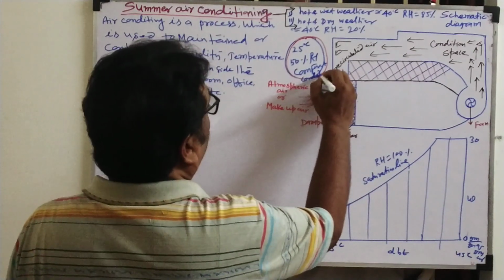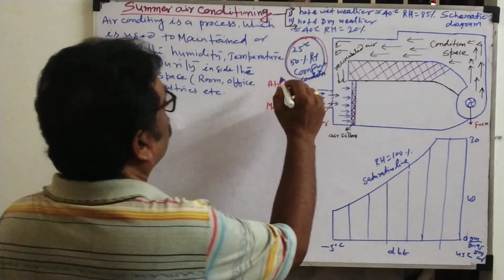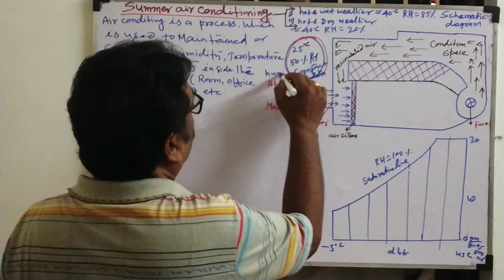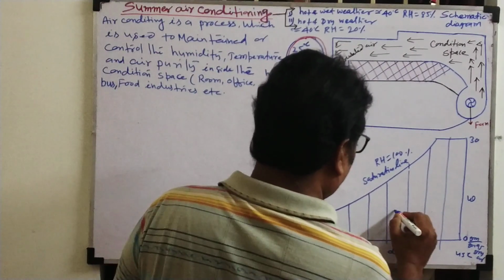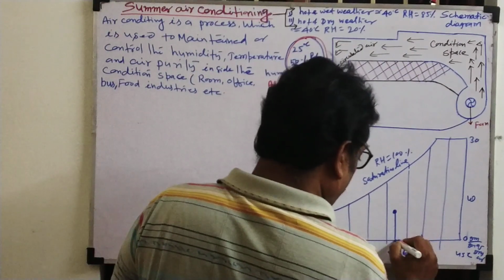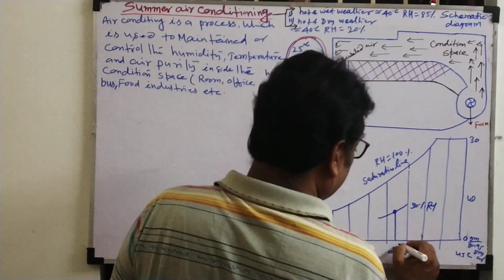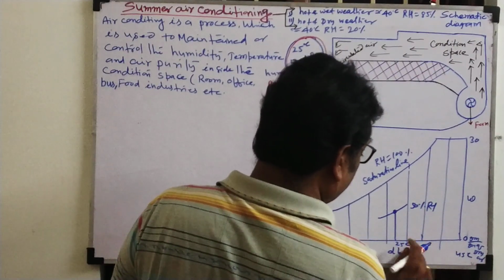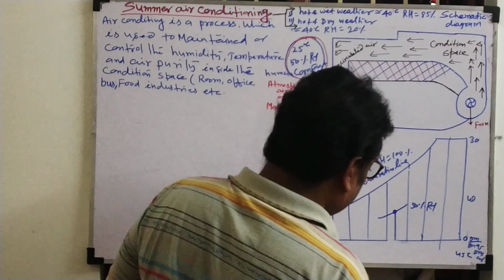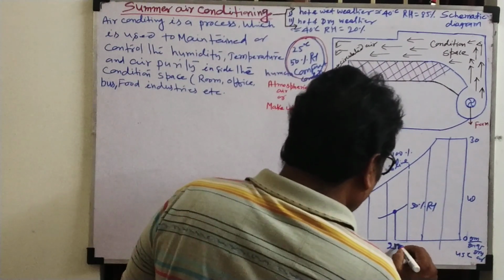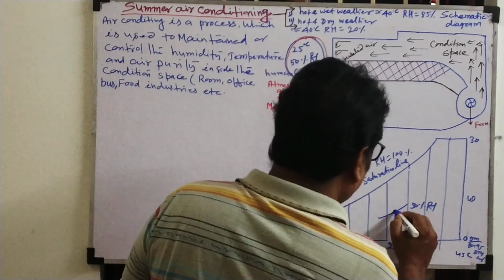Comfort condition for the human being. You can say this is called human comfort conditions. Where will it be? Somewhere we'll draw here, approximately. This is called 50% RH. This is 25 degrees Celsius dry bulb temperature. This is called human comfort.